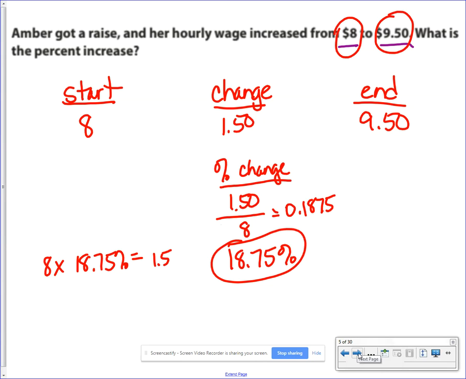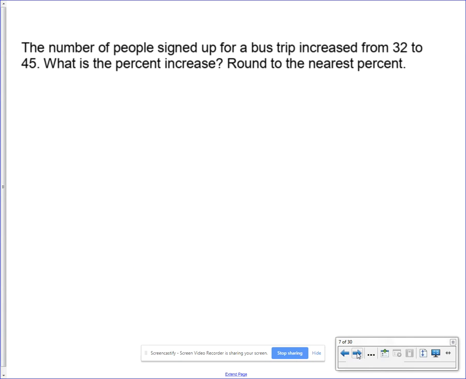Now, what if I asked you, I'm going to skip over this one and we're going to come back to it. So jump to this example. The number of people signed up for a bus trip increased from 32.